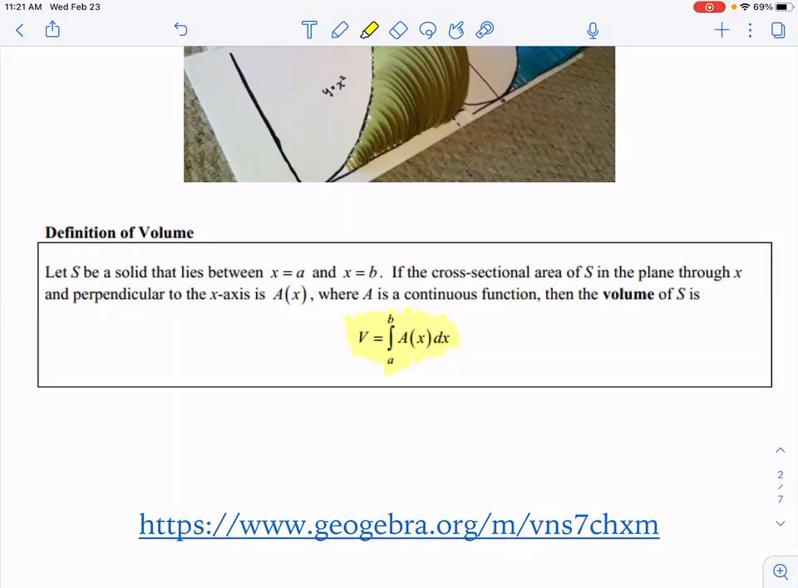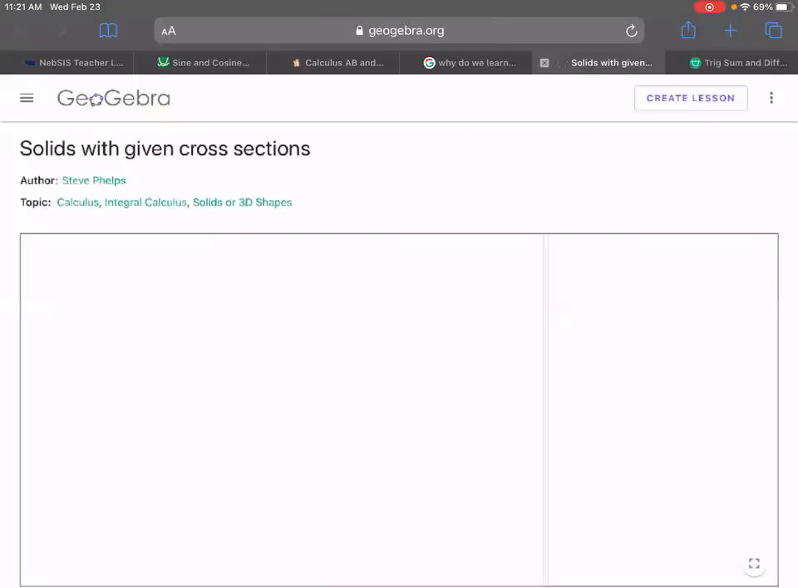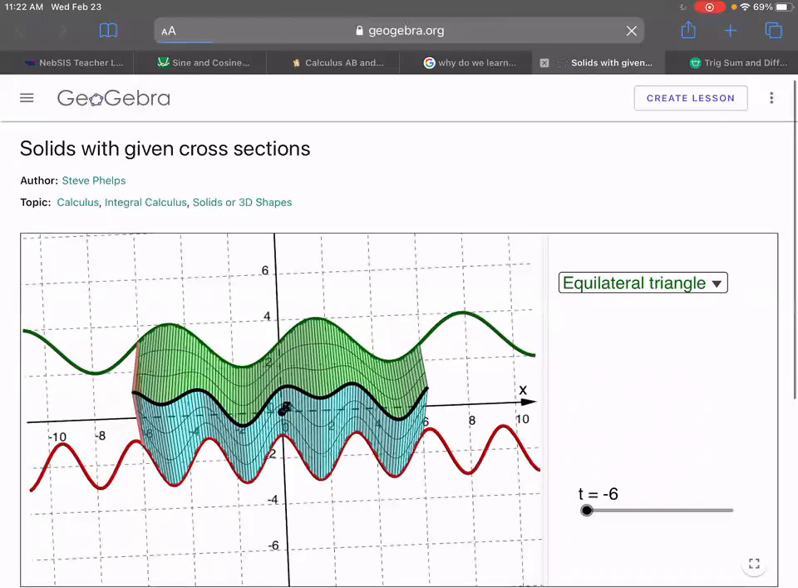That's why. All right. So let me take you to GeoGebra. Internet's a little slow. Okay, here we go.